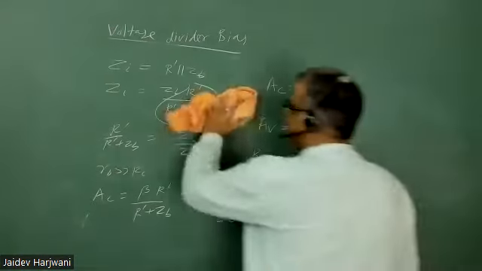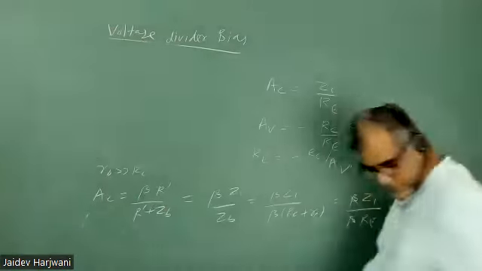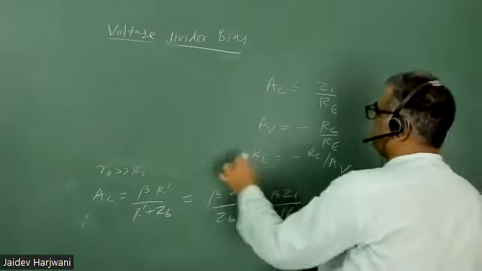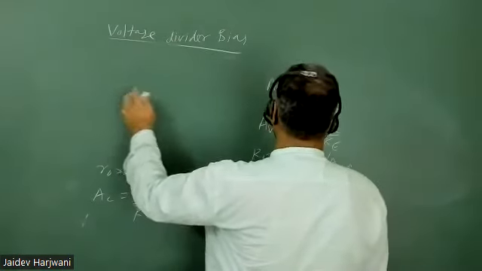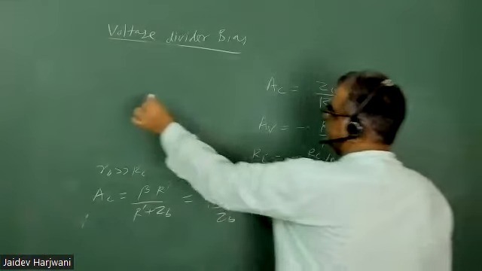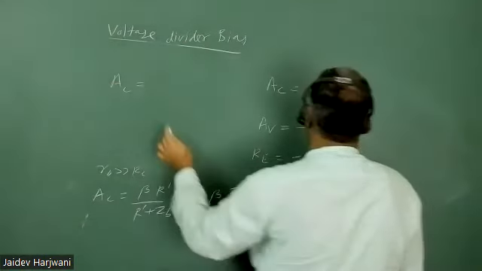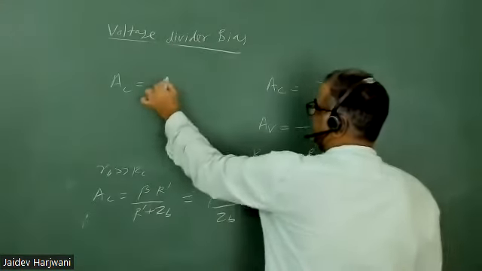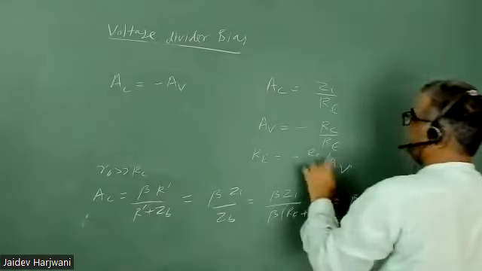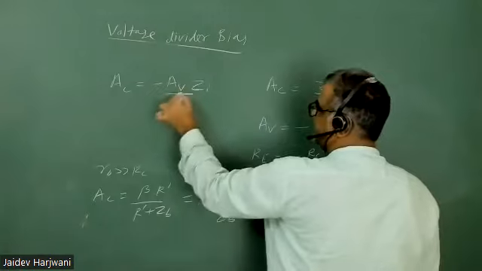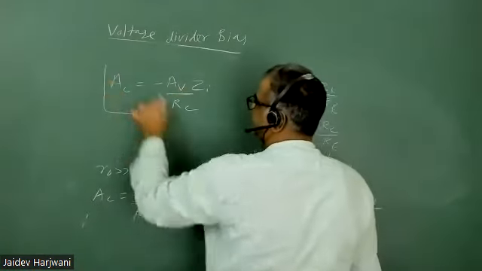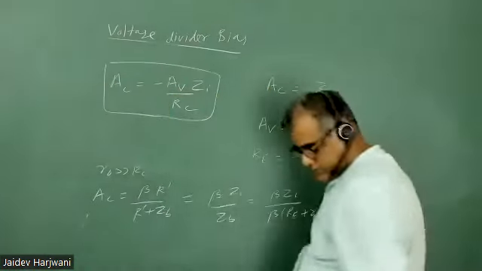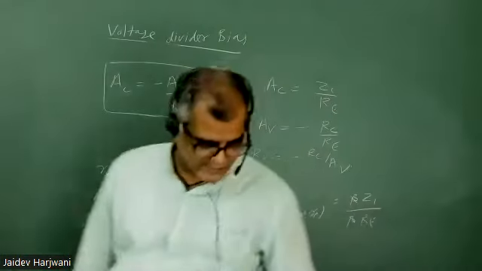So if you put these values here, you get your AC. What AC? I want A prime minus AC divided by AV upon RC. So it will become like this, how much will it become? AV minus divided AV ZI upon RC. Okay, this is the general expression for any circuit, any transistor circuit, AC analysis.